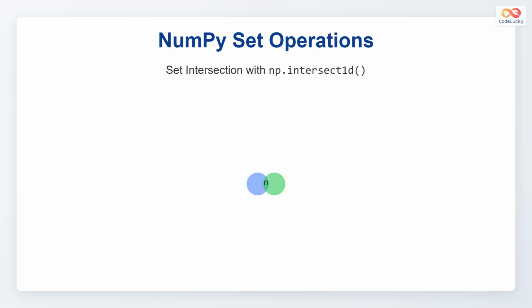NumPy provides several powerful tools for performing set operations on arrays. One of the most useful is the function called np.intersect1d. It allows you to quickly find common elements between two arrays, just like finding the shared items between two sets in mathematics. Understanding this function helps simplify comparisons and data filtering when you work with numerical or categorical data in Python.